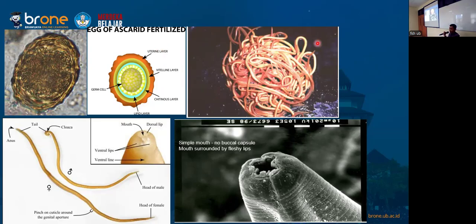And this is the worm. The female is bigger than the male here, and they have a dorsal lip and ventral lips. This is their mouth or buccal cavity, and they have fleshy lips like this one. Okay, this is about Ascaris suum.